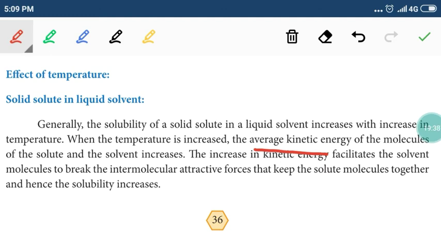What happens due to this? The solvent will have the ability of breaking these solute molecules. In between the solute molecules, there will be intermolecular force of attraction, or the solvent can break a solute into cation and anion, whatever it may be. So increase of temperature increases the kinetic energy, the movement will be increased, and the solvent will have the ability of breaking the intermolecular forces between the solute particles. So that solubility is increased.